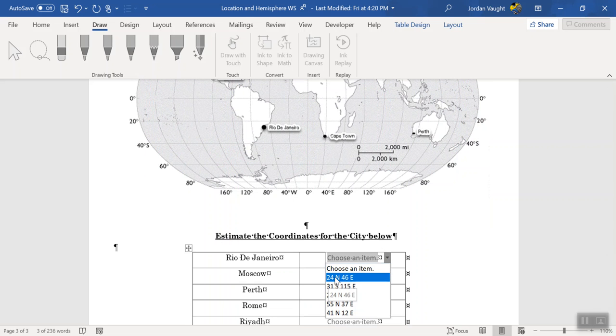Ooh, 20 degrees. Oh, that's north. Okay, 31. Okay, but not 40 degrees east or west. Okay, 20 degrees south, 43 degrees west. Okay, that's close to what we were looking for. Boom, there we go. So that's how we're going to do that for all the rest of those.